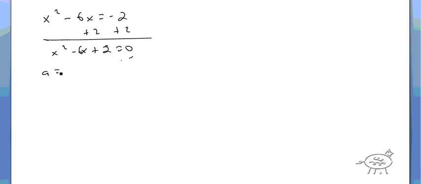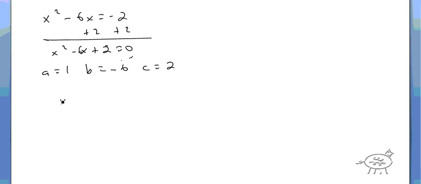So we're going to add 2 to both sides. So we get x squared minus 6x plus 2 equals 0. All right, so we're going to have A is 1, B is negative 6, and C is 2. All right, pretty mellow here.